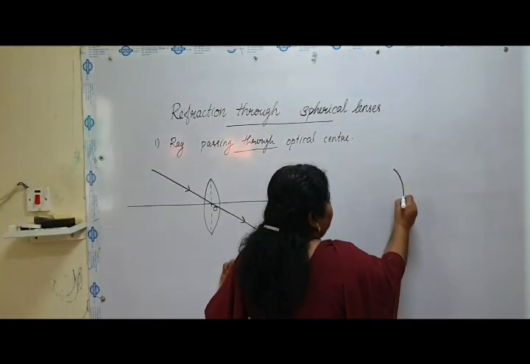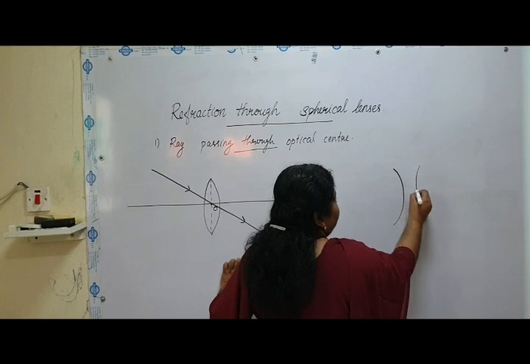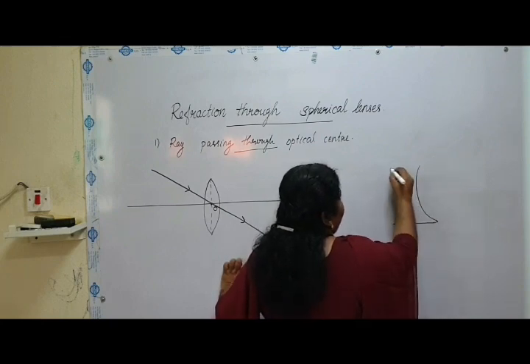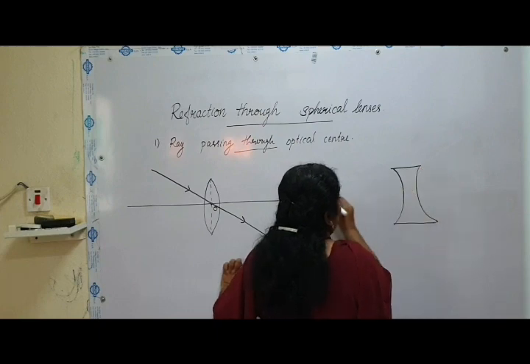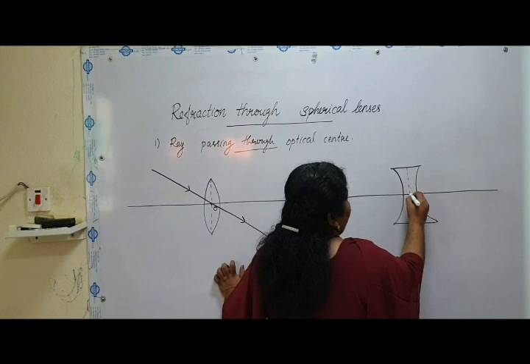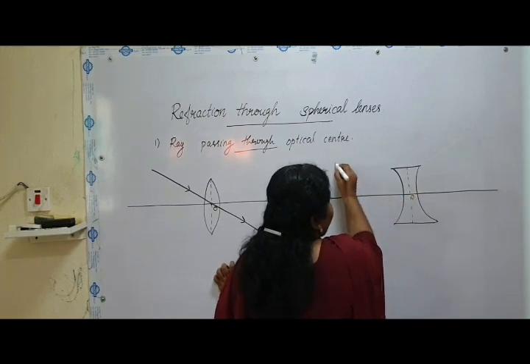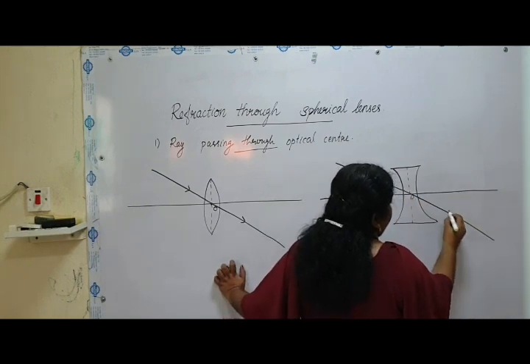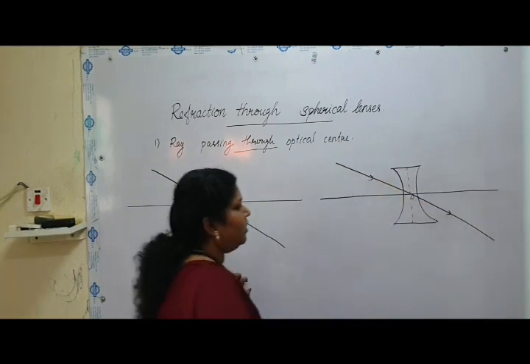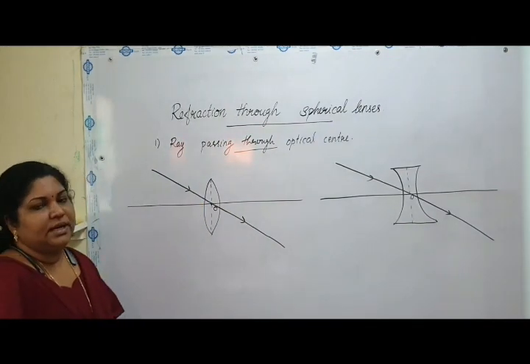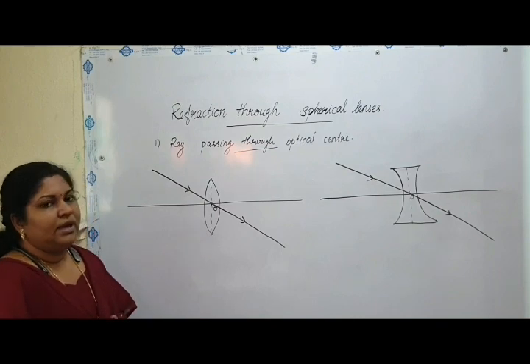Now here also in the case of concave lens, this is the principal axis. This is the optical center. A ray which is pointing to the optical center will go undeviated. So these are the three types of rays which are needed for drawing a ray diagram.